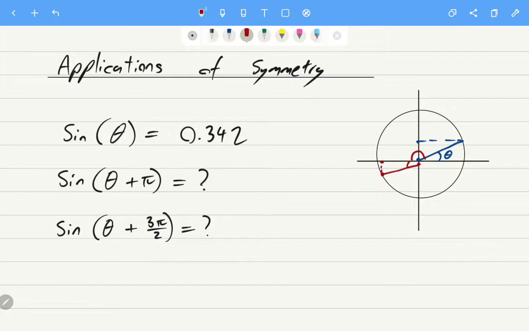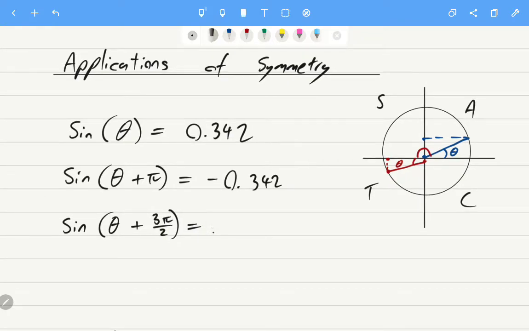Now, from that, what can we say? Well, we can see that in this quadrant, all sine, cos, and tan are all positive. In this one, only tan is positive, meaning sine is not going to be positive in this section, but you can see that the distances should be approximately the same. Due to that, we must know that it must be 0.342, but negative because it's in the wrong quadrant. Let's have a look at the next one.